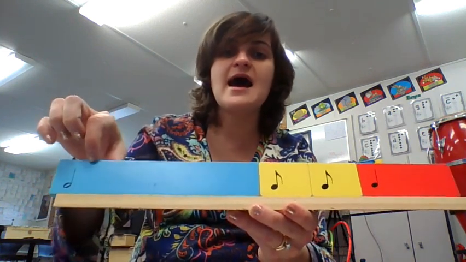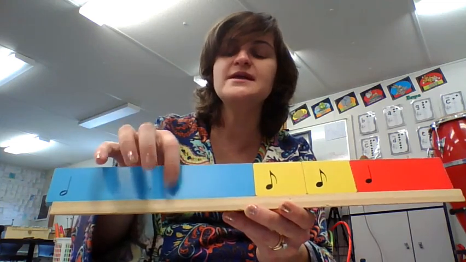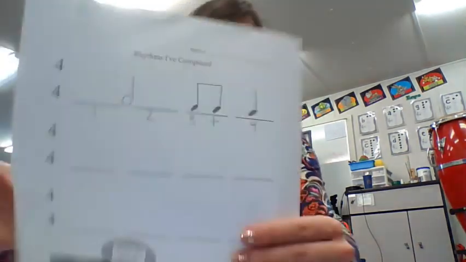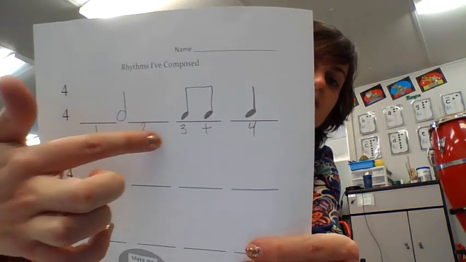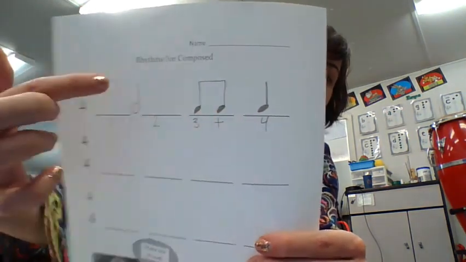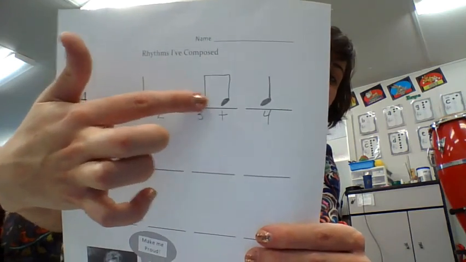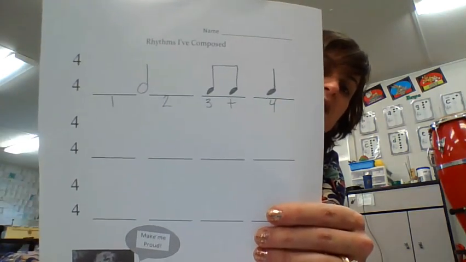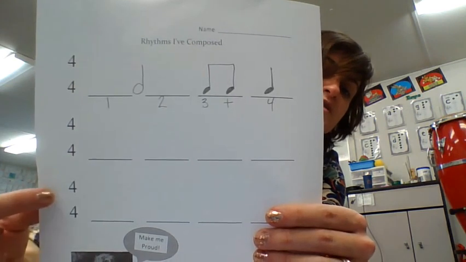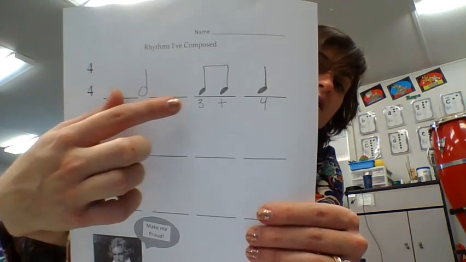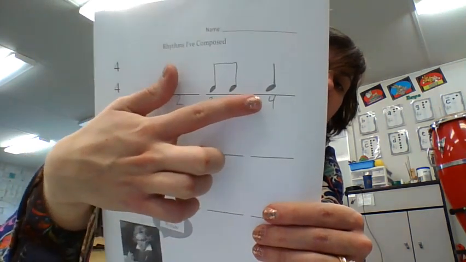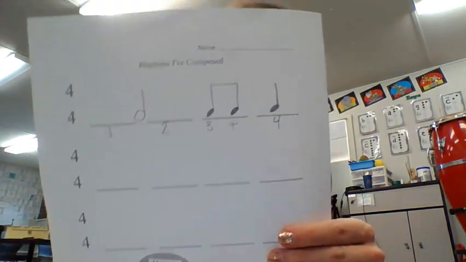Now, the half note gets 2 beats, so it needs to be drawn almost on top of the first 2 slots or the first 2 blanks. So it needs to look like this. It would be 1, 2, 3, and 4. And look how I barred the 2 eighth notes together since they're on the same beat. And also make sure you put the counts underneath, like I did. 1, 2, 3, and 4. Okay, so there's an example of rhythm number 1.